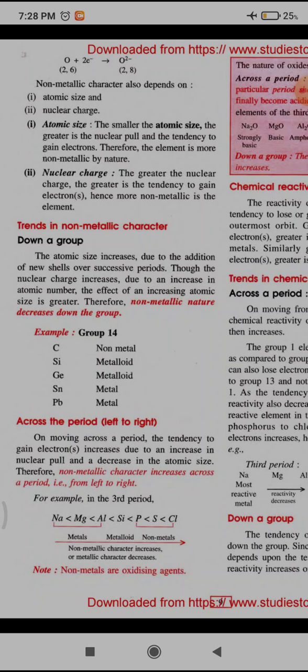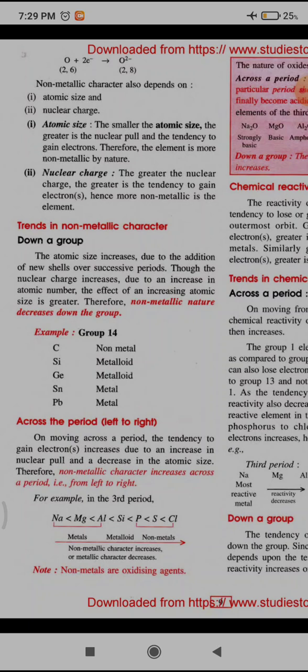So just now I told you, down a group your atomic size is more, nuclear charge is less, and the metallic character increases. Metallic character increases means that is opposite of your non-metallic character, means non-metallic character will decrease. Okay, metallic character will increase, non-metallic character will decrease.